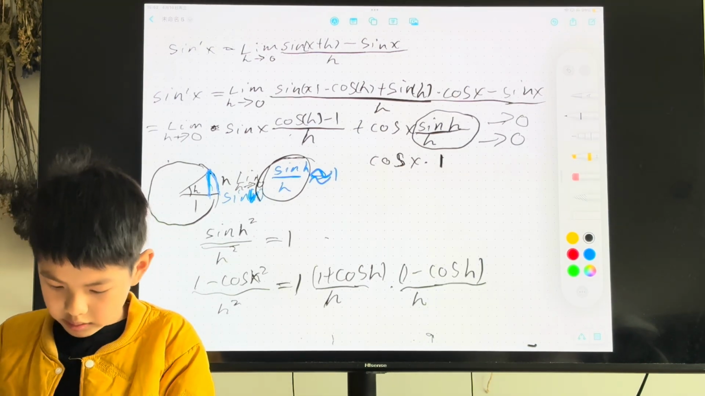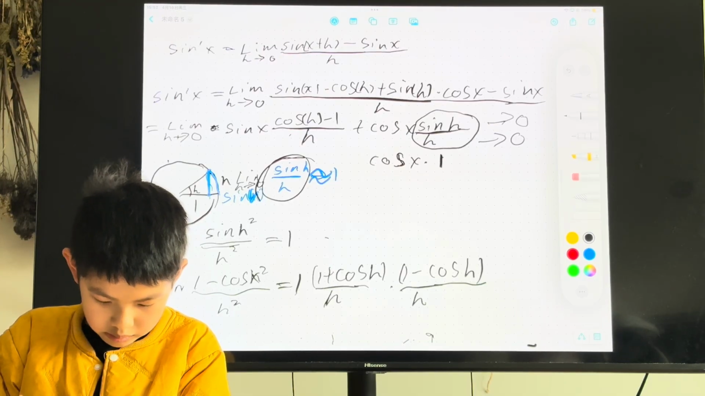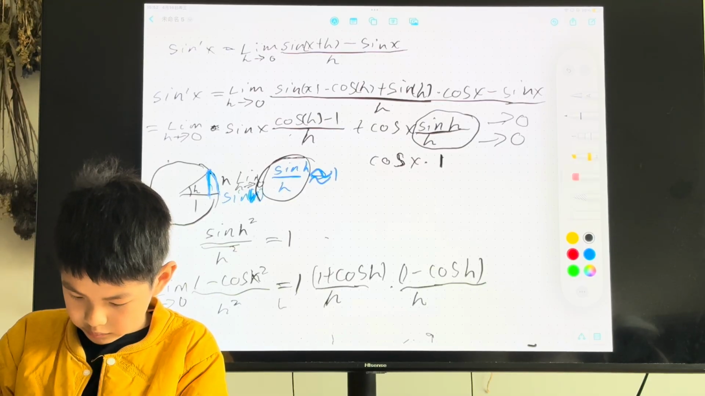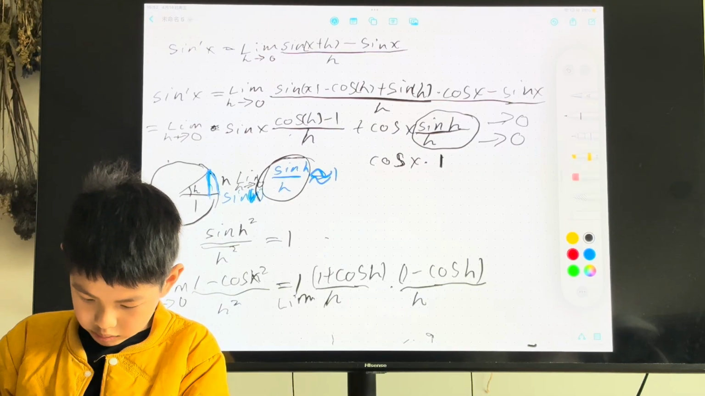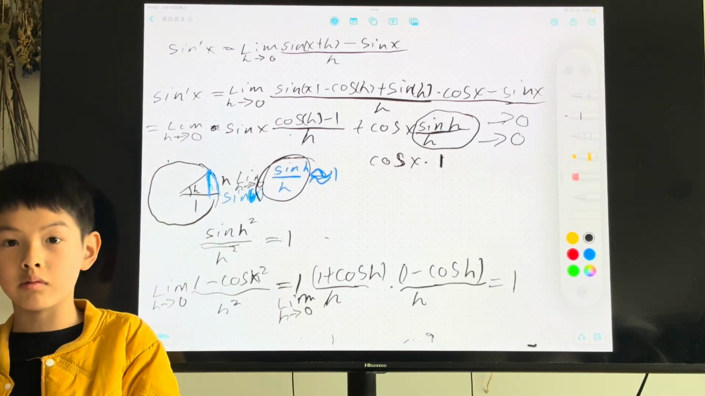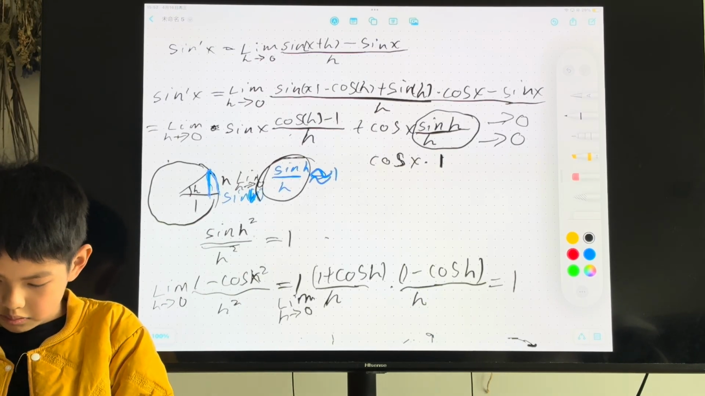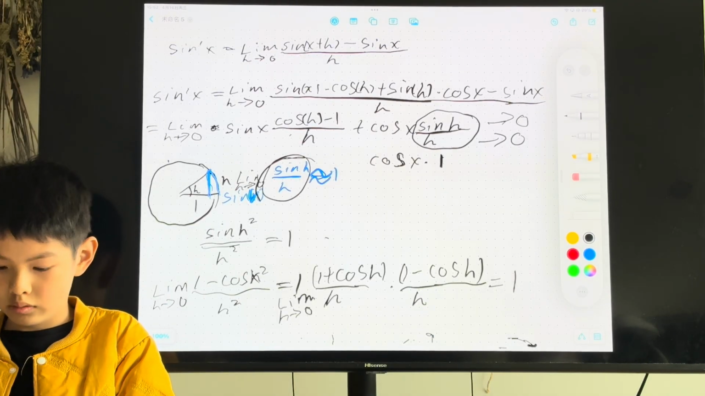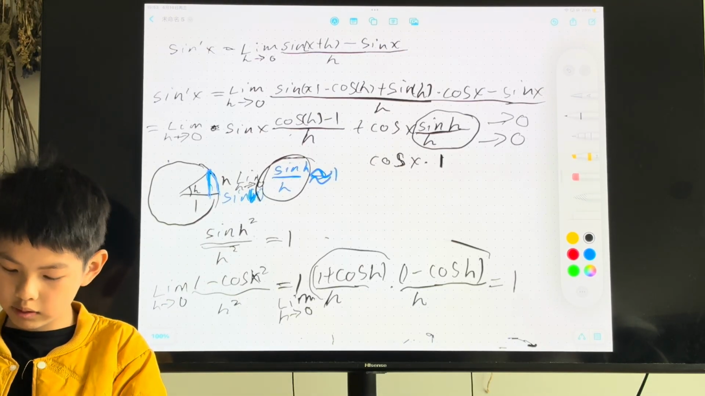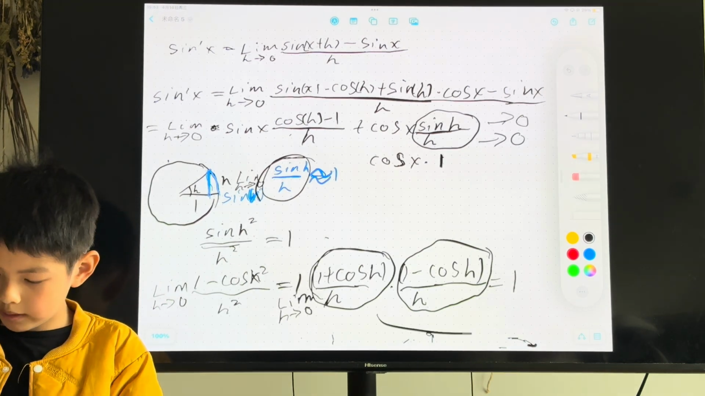Now it can expand into this. Limit as h approaches 0. Take the limit on both sides, and this is equal to 1 still. Which one do we want to calculate? This one we want to calculate. So we move this one to the right side.